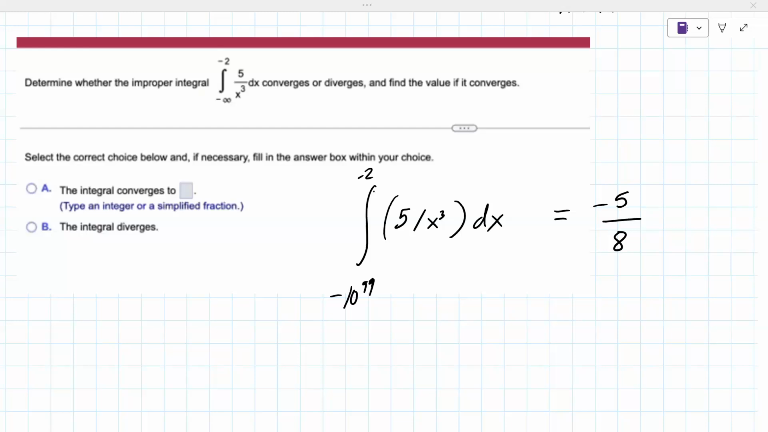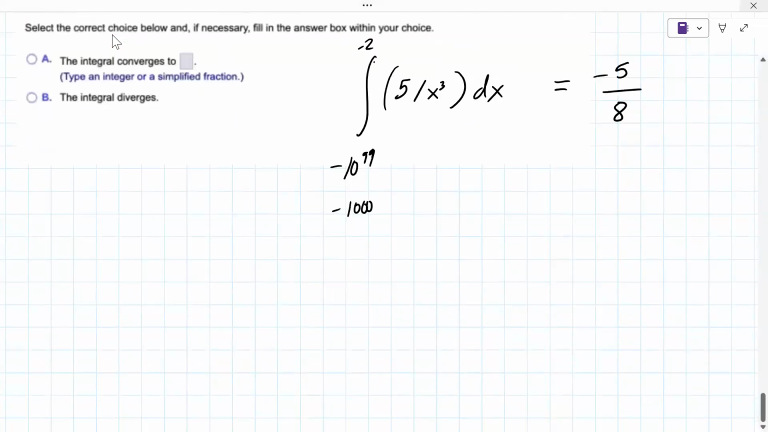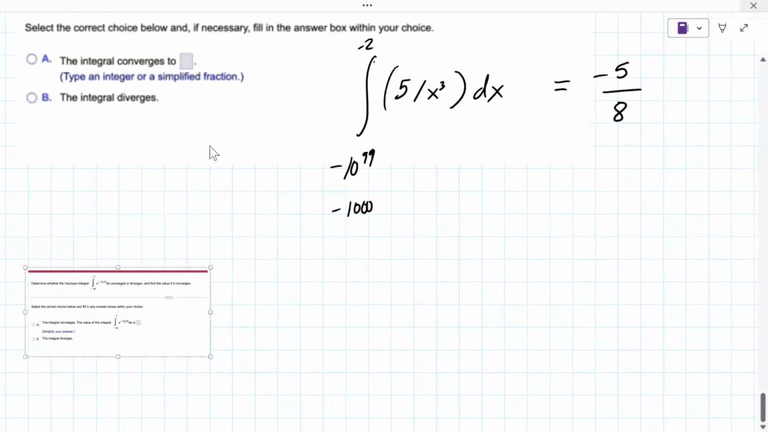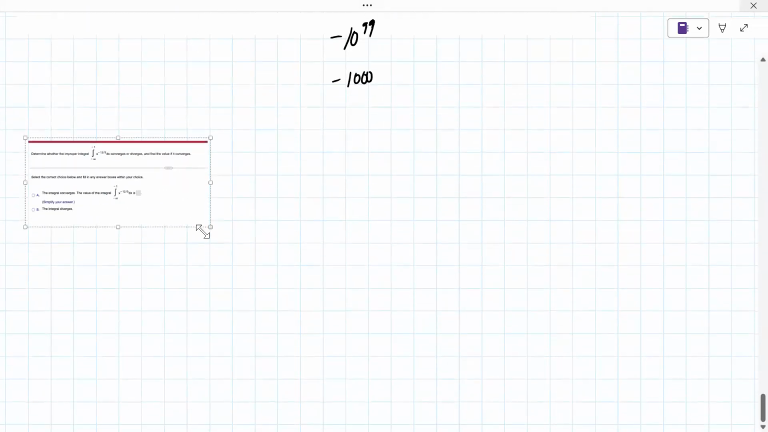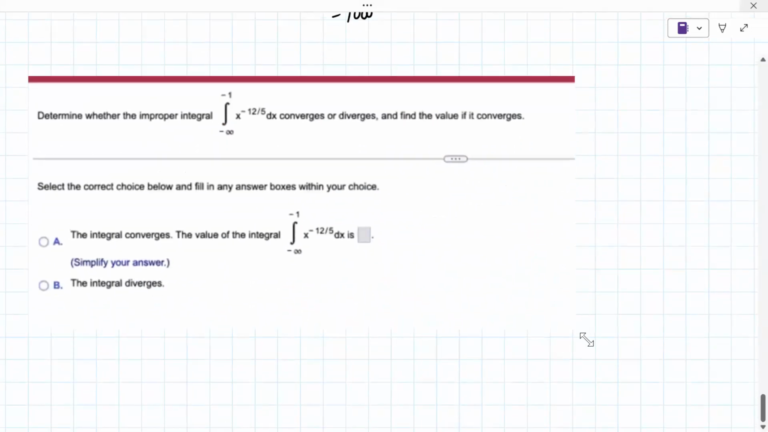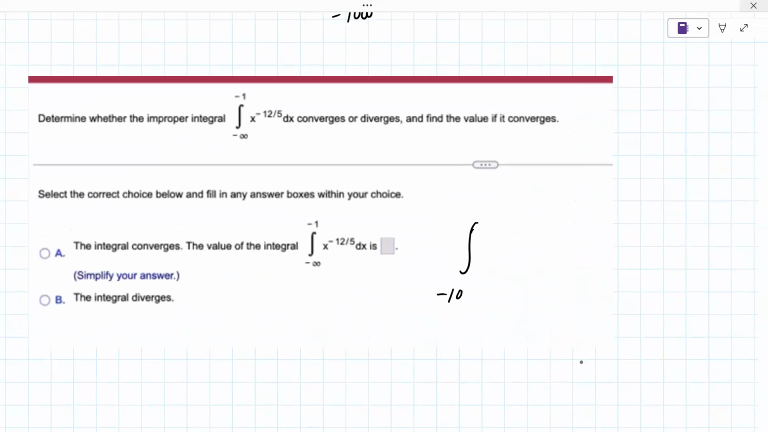I got an error. So that's where you go down to maybe negative 1,000. Make sure this is -2 at the top. Shoot. It's negative 5/8. Yes. All right, so got another one here. Kind of the same deal. Let's try negative 1,000 to -1, x to the minus 12 over 5, dx.